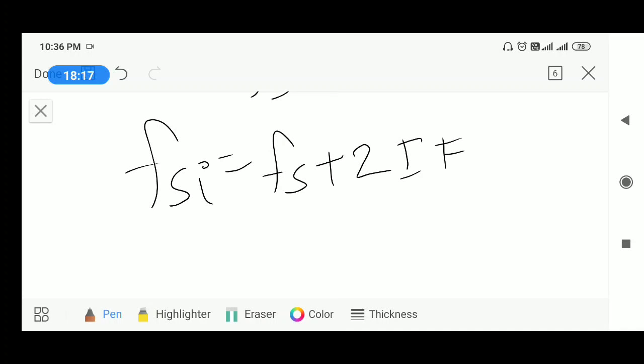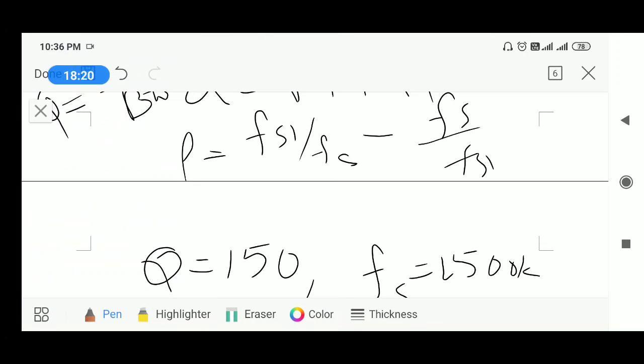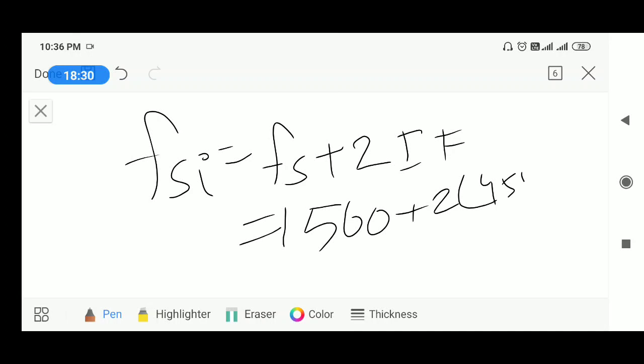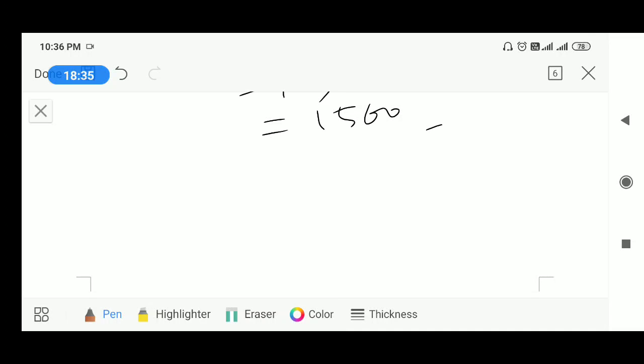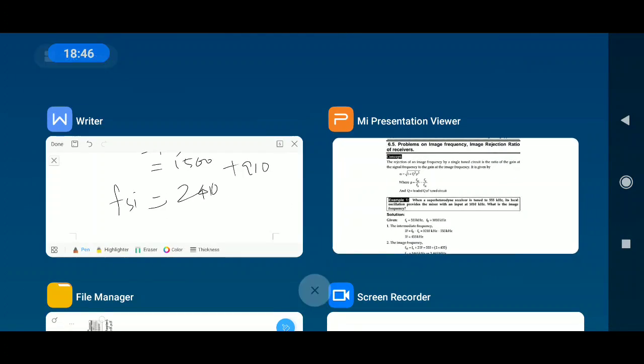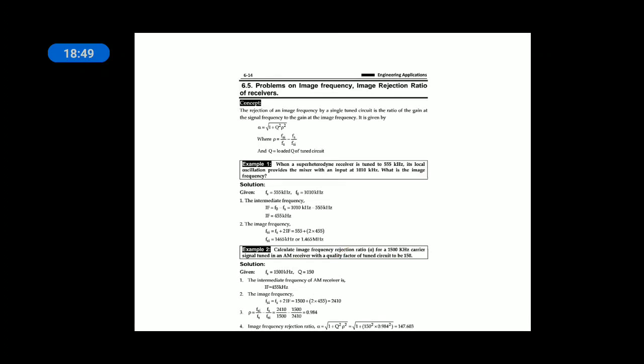Here in an AM receiver, the standard value of IF is 455 kHz. Then 1500 is the desired signal. 2 into 455 is 910. 1500 plus 910 will be 2410, which is the image signal frequency. Let me see, is it correct or wrong? Yes, 2410 is the image frequency.